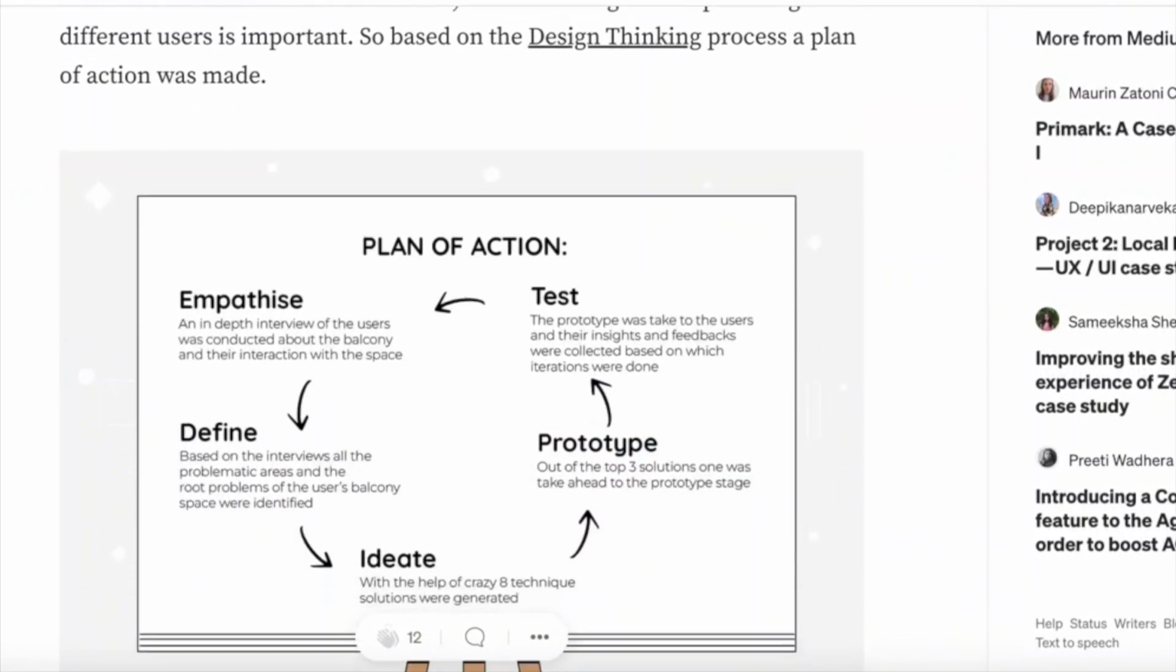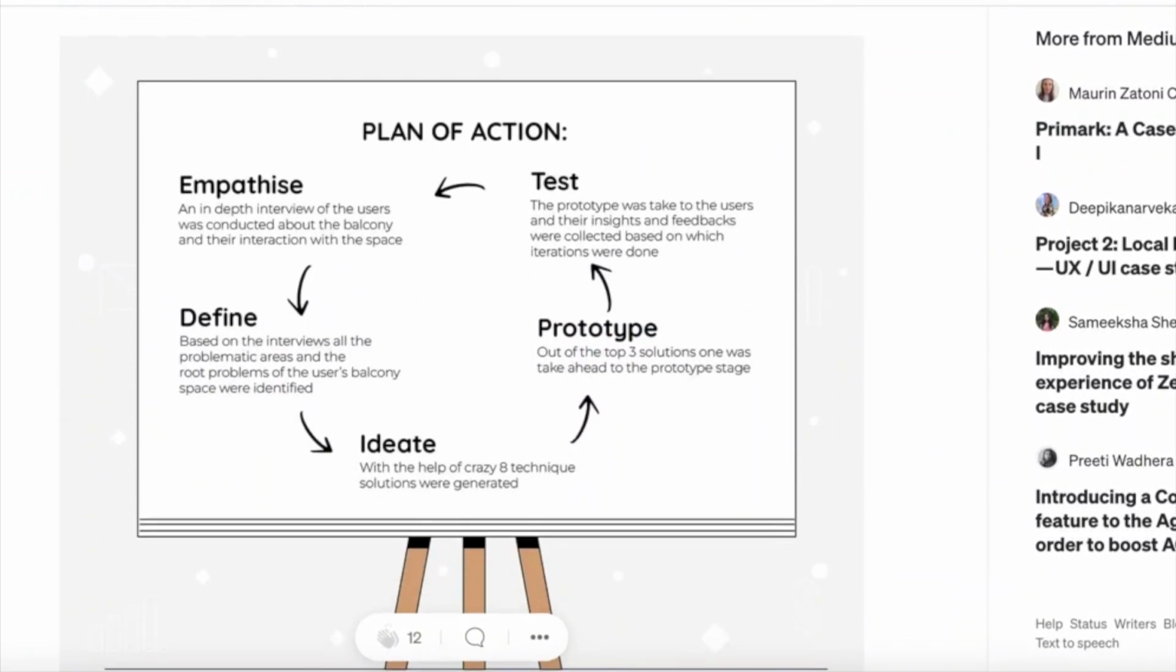The first step was to empathize with the users via interviews, to understand the balcony area and how they interacted with the space. The next step was to define the problems. Based on the interviews, the problematic areas were marked and root problems were to be looked for. After this was the ideation stage. In this stage, with the help of the Crazy 8 technique, solutions were to be generated.